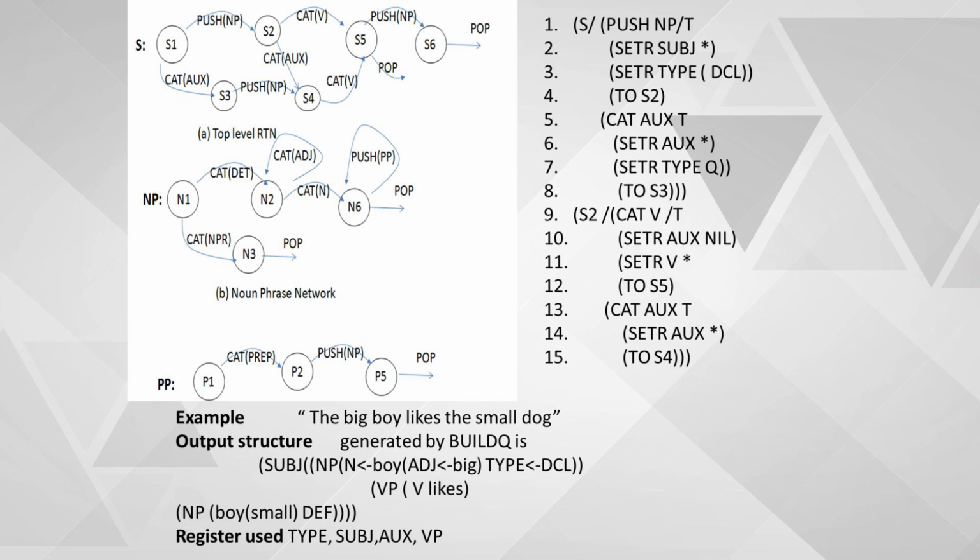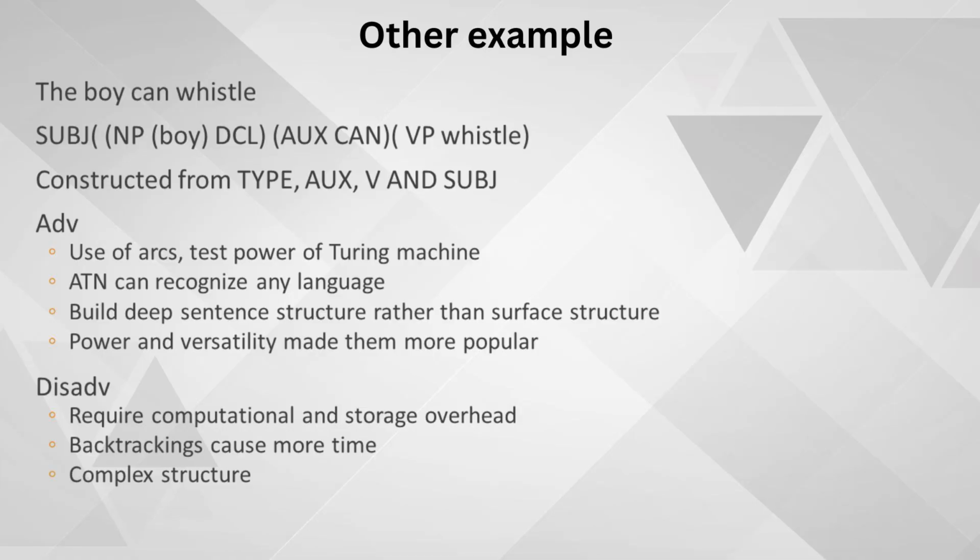So, here we see the output of ATN is a structure, whereas the output of RTN was simply a yes or no type of answer. Another sentence which can pass this augmented transition network is the boy can whistle. This will follow a different path, and the structure returned is that it is declarative, the noun phrase will consist of boy, and it is a determiner, auxiliary verb can, and verb phrase whistle. So, this structure is returned by the augmented transition network.